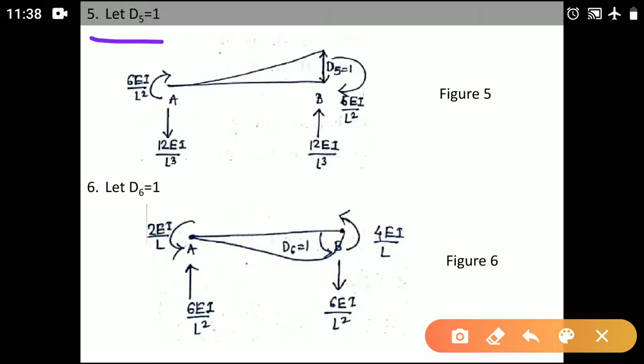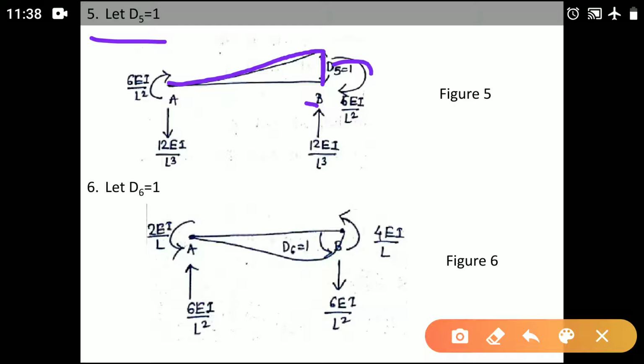So step number 5, that is displacement in the vertical direction at node B. Give the displacement in the vertical direction, in the positive direction at node B. Because of this, it will take this type of shape. Then show the moments generated there because of this displacement in the y direction.